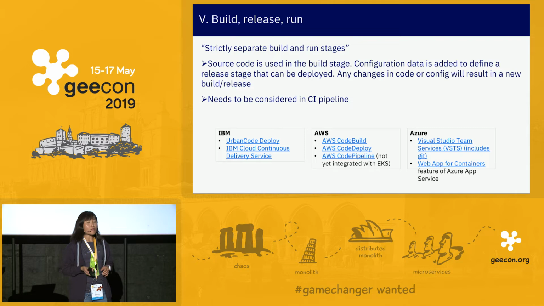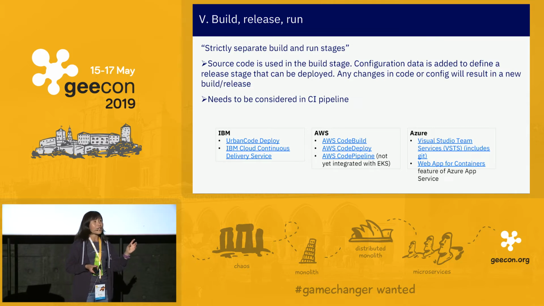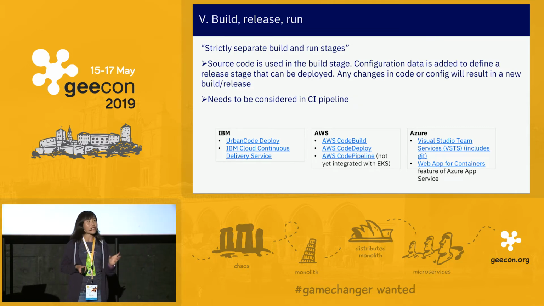So the fifth one is build, release, and run. You need to have very clear-cut phases: a build phase, a release phase and a run phase. Whenever you change the source code, you need to build, then go through release, and then go through run. We want to minimize this build, release, run iteration. Unless it is necessary, you do not go through build, release, run all the time.